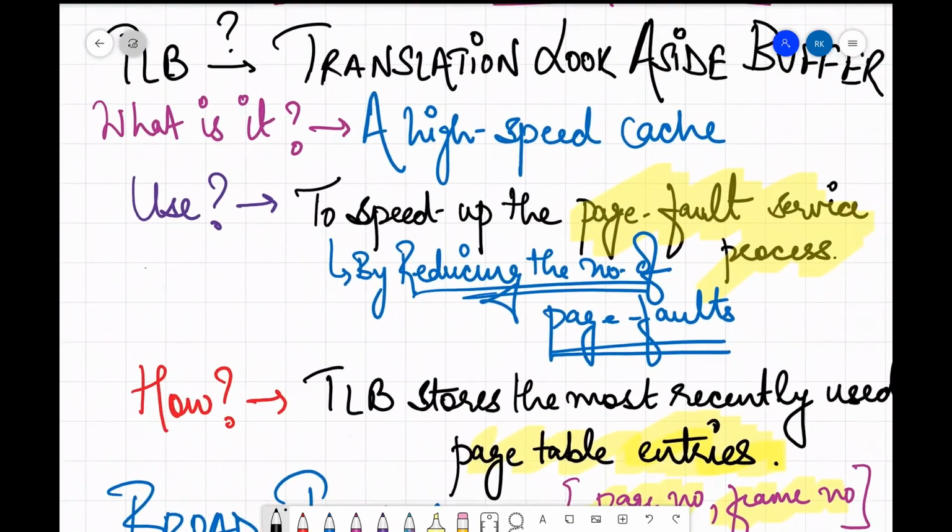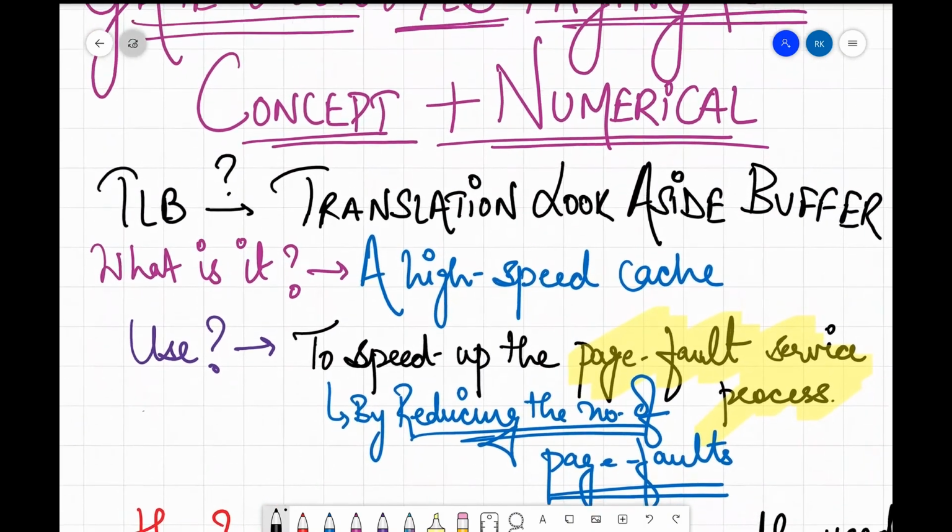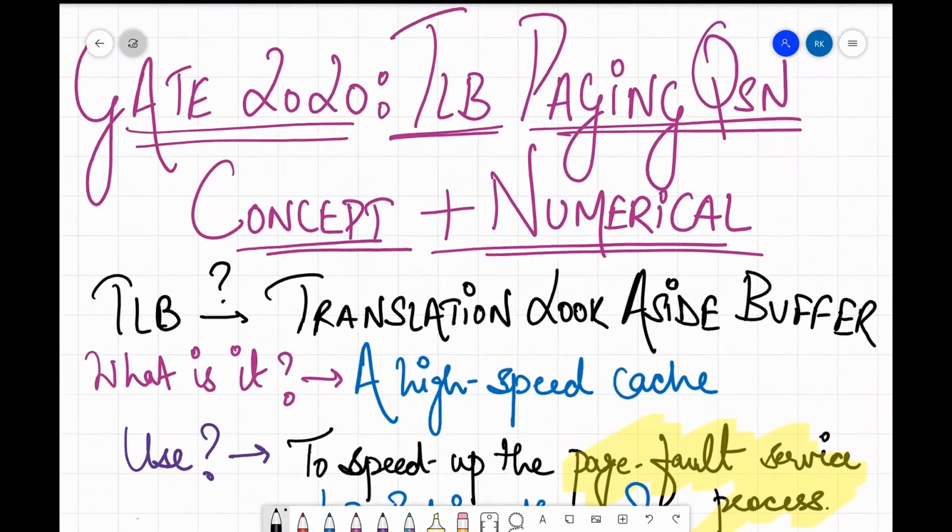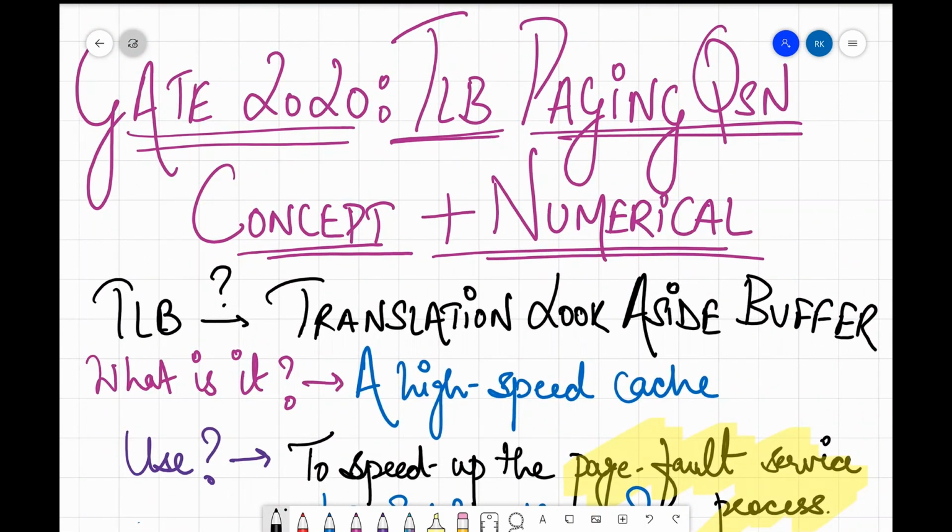In the next session, I'll be taking up a recent GATE 2020 question from the same concept, and I'll also be adding some more new things into it, which we'll discuss therein only.